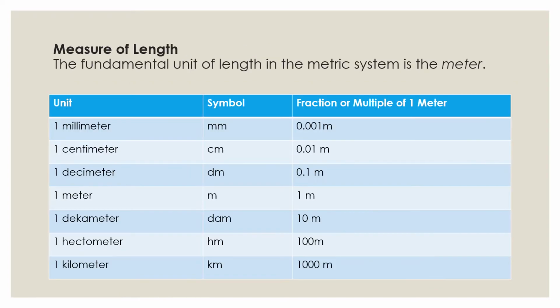Okay, now for measures of length, the fundamental unit of length in the metric system is the meter. So 1 millimeter is 1/1,000 meter. 1 centimeter is 1/100 meter. 1 decimeter is 1/10 meter, and of course 1 meter is equal to 1 meter. 1 decameter is equal to 10 meters. 1 hectometer is equal to 100 meters, and 1 kilometer is equal to 1,000 meters. Okay? So don't forget that. We will need that later in conversion.